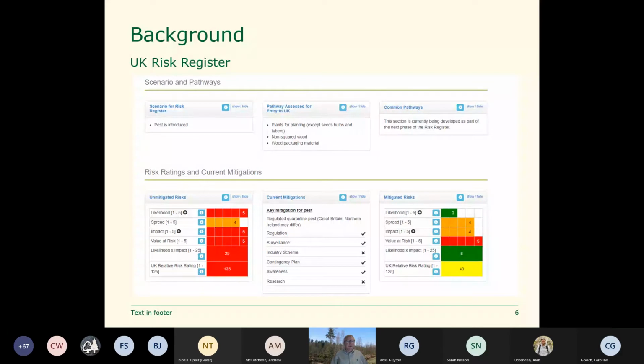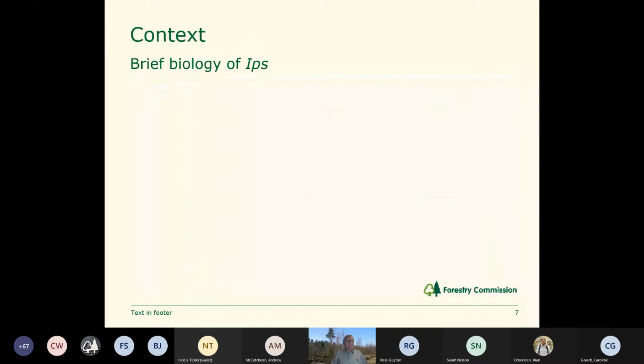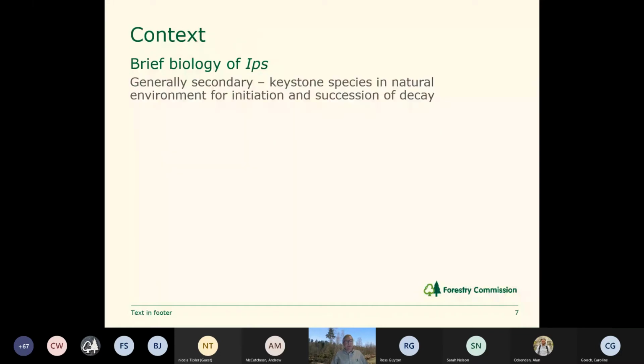So, as a brief biology, it's generally a secondary pest. It's a keystone species in the natural environment, so it's really part of that cycle of decay and succession. Many of the larger natural forests in Europe, particularly the spruce forests, can be traced back to significant events over the last 300 or 400 years, where bark beetles have in effect reset the succession.